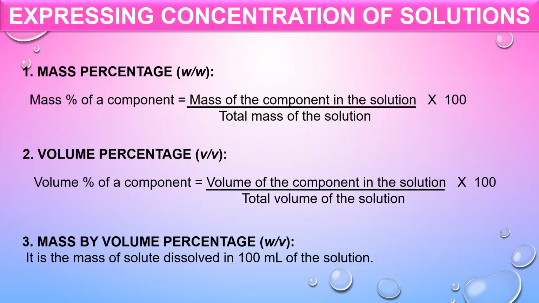Then weight by volume. Suppose the solute is given in the weight form and the solute is dissolved in a certain amount of solvent, we obtain the solution. So it is calculated in terms of W by V. At that moment, what we are going to do is take the mass of the solute dissolved in 100 ml of the solution. In the numerator will come the mass of the solute, and the total volume of the solution will be, equals to 100 into percentage. So in this manner we calculate mass percentage, weight by weight, volume percentage, volume by volume, and mass by volume percentage, that is weight by volume.